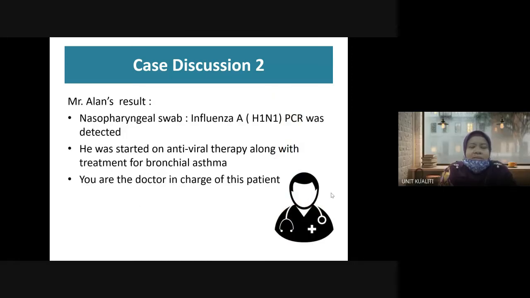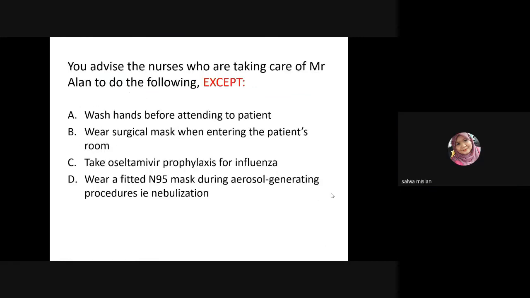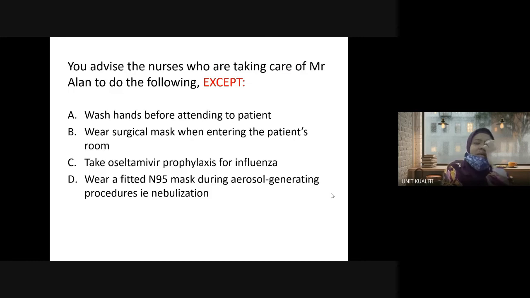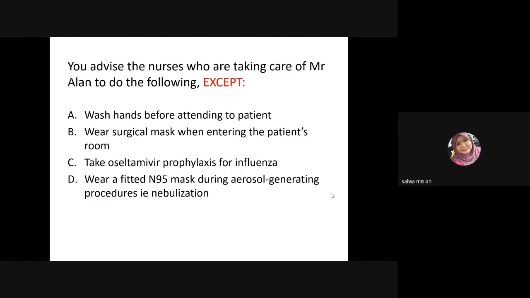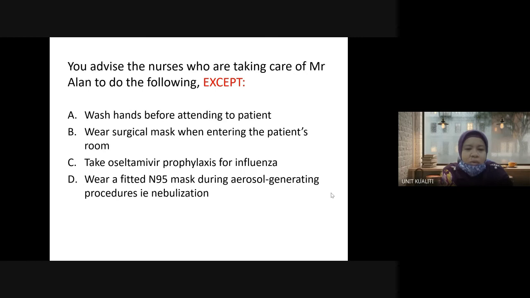Okay. And Mr. Allen's result, nasopharyngeal swab, influenza A PCR was detected. He was started on antiviral therapy along with treatment for bronchial asthma. You are the doctor in charge of this patient. You advise nurses who are taking care of Mr. Allen to do the following except: wash hand before entering the patient, wear surgical mask when entering the patient's room, take oseltamivir prophylaxis for influenza, wear a filter N95 mask for aerosol generating procedure, for example, nebulization. Except, what answer? C. The answer is C. No need to take prophylaxis for influenza.